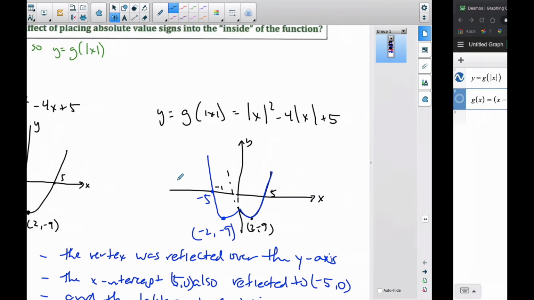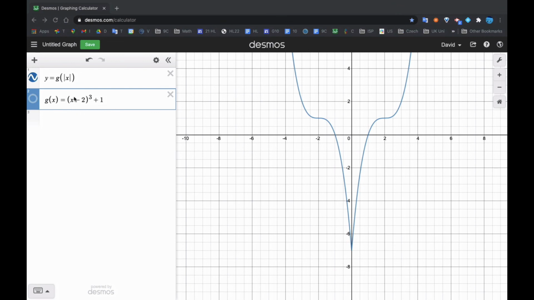This is the key part. Try different functions. Be creative with your functions here. That's what's really important. Think about what you're doing. Don't wait. You have to be creative with your own ideas. Try different functions and see what happens with your graph.